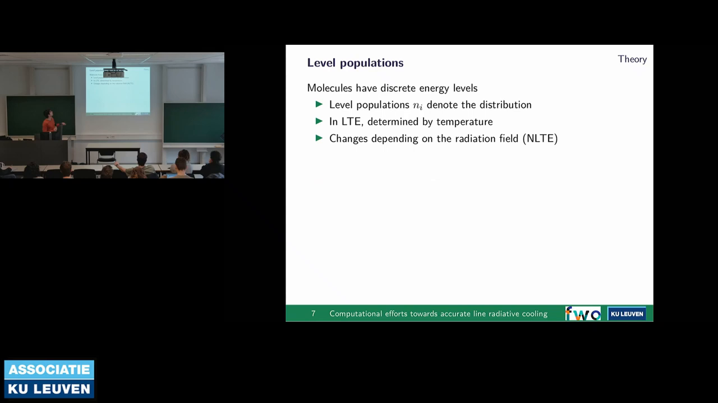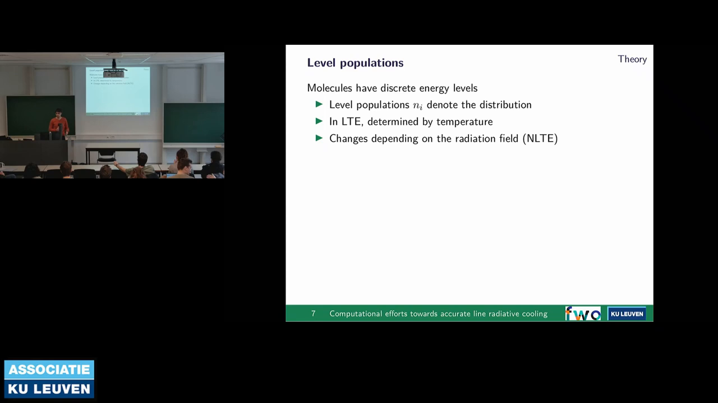So what are level populations? Well, we need to describe how much of each molecule is at which energy level. And well, that's basically it. Those are the level populations, which we denote by n_i. In case of local thermodynamical equilibrium, they are fully determined by the temperature of the medium. But in case that we want self-consistent radiative transfer, non-LTE, it also depends on the incoming radiation field.